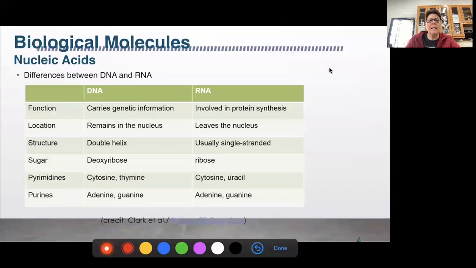The sugars are deoxyribose versus ribose. And then for our pyrimidines, in DNA we use C and T. And in RNA, we do not use thymine, we use uracil instead. So RNA and DNA both use cytosine, adenine, and guanine. The biggest difference is right here with our thymine versus our uracil.